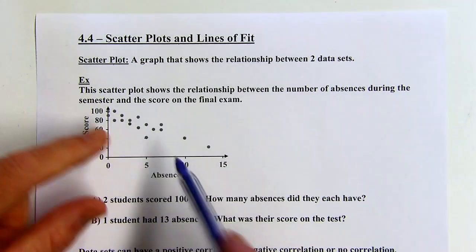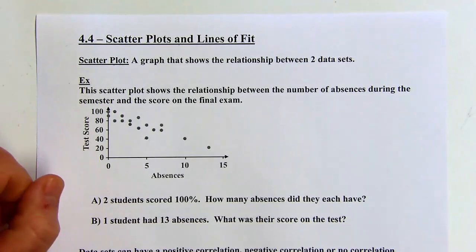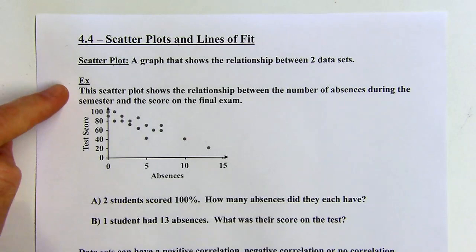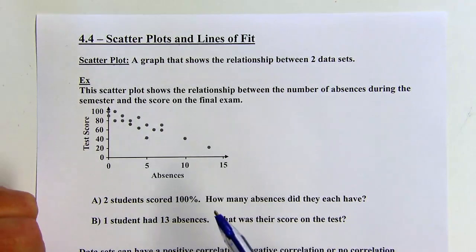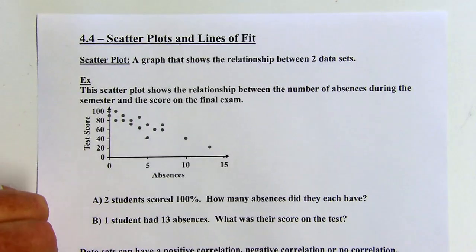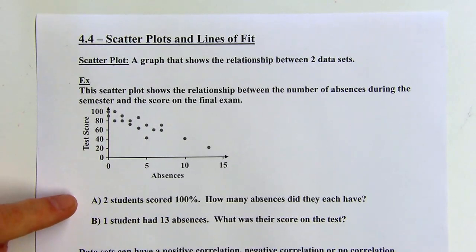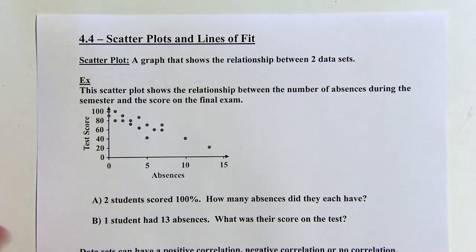So these are just a bunch of different data points. Each one of those dots represents a different student. In this example, like I said, it shows the relationship between absences and the score on the final exam. It says 2 students scored 100% on the final. How many absences did they each have? So this is just reading the graph.